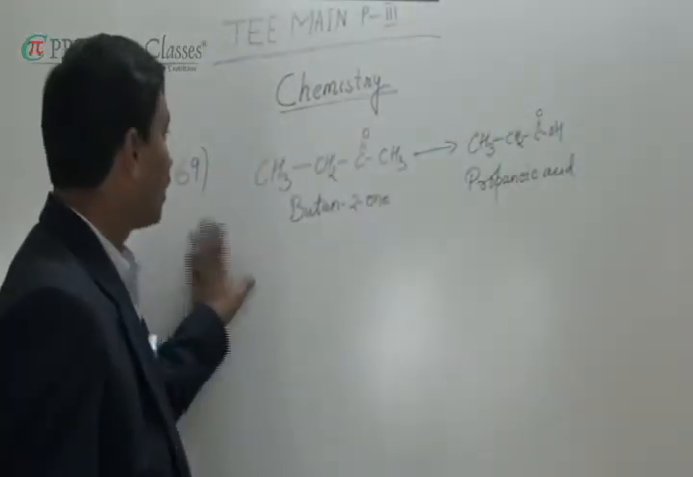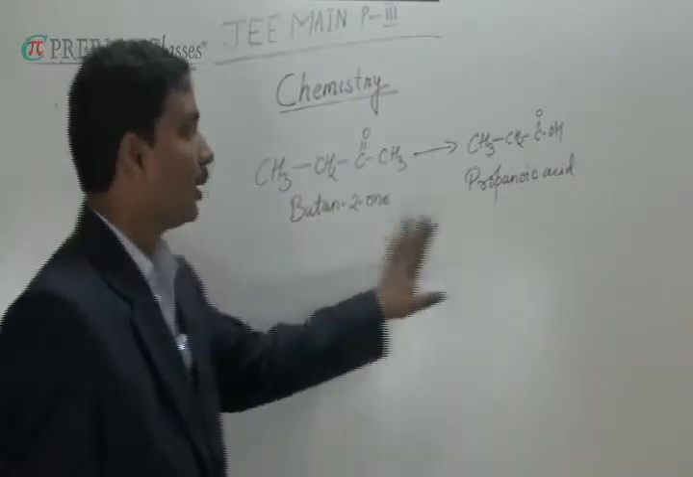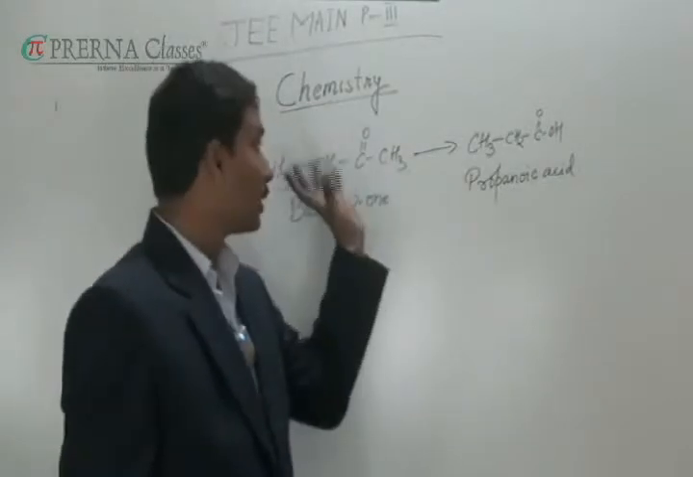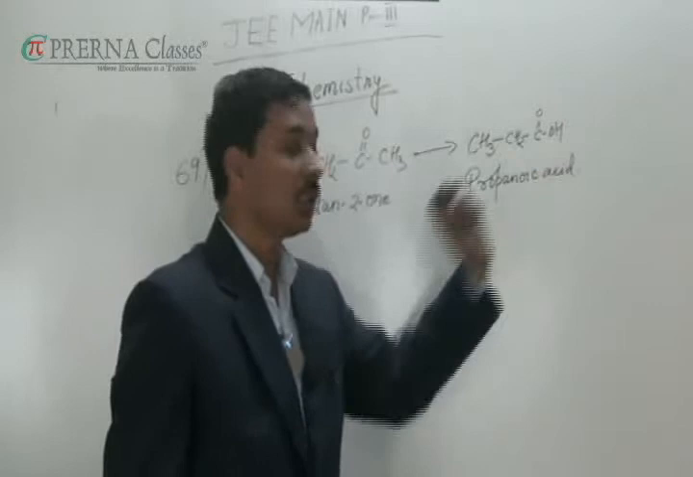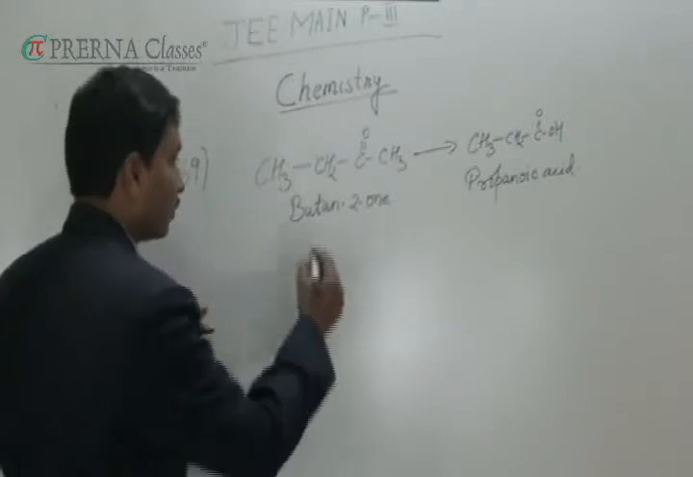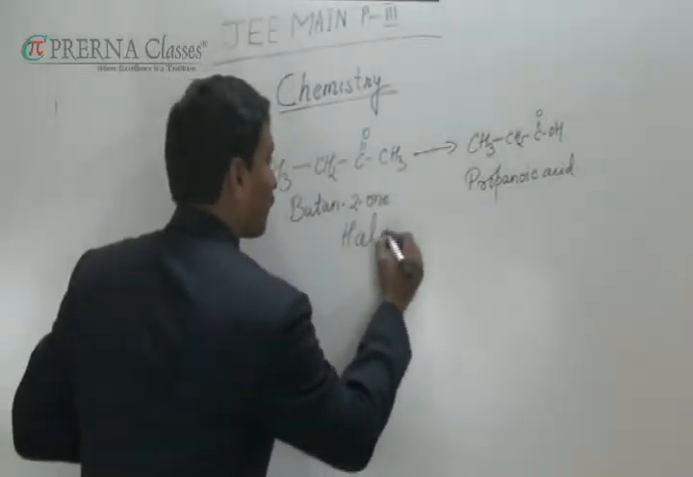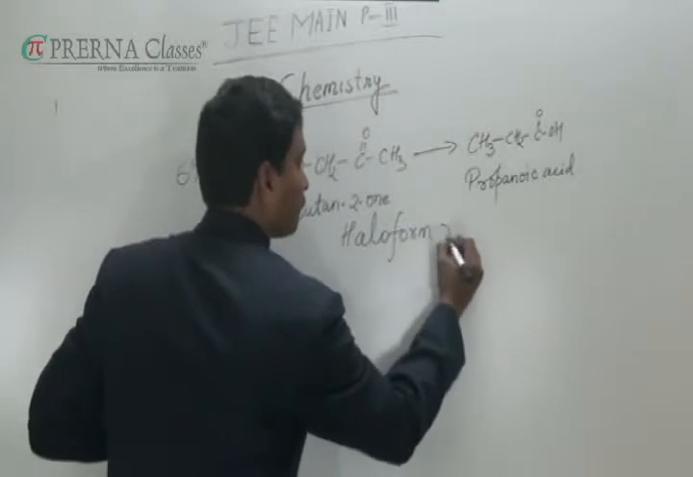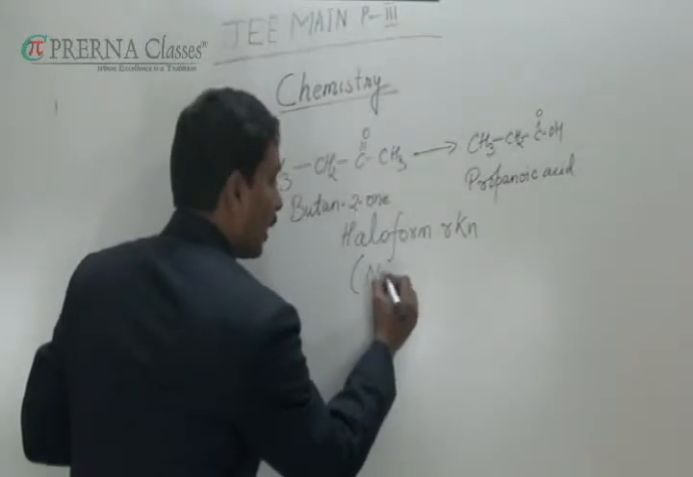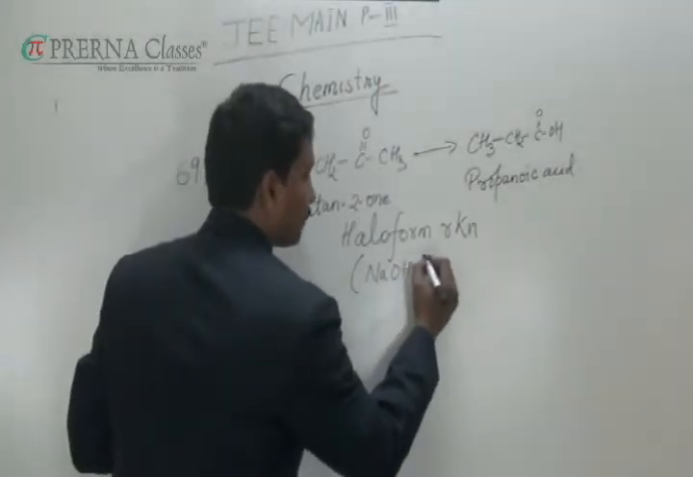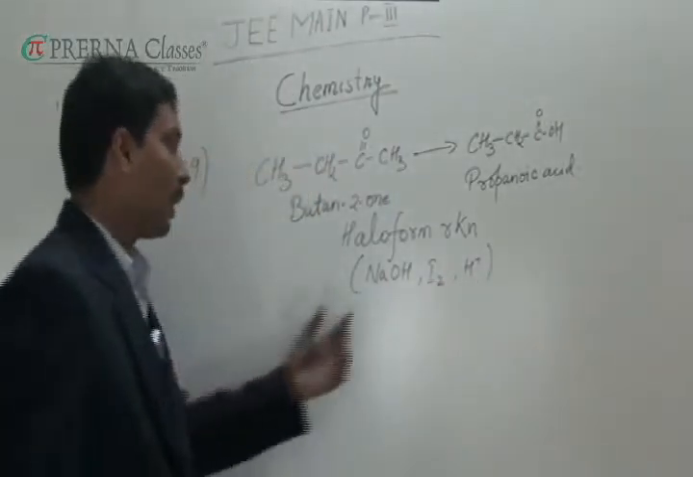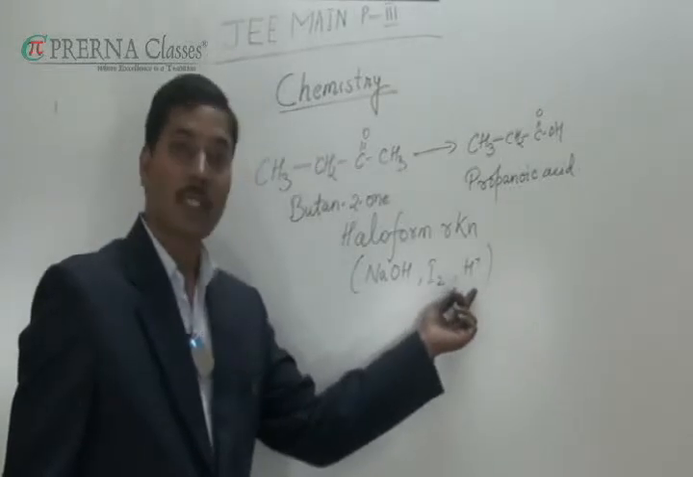Now question number 69. We have to convert butanone into propanoic acid. So we have to remove this CH3 group, which means in this case it contains 4 carbons, in this case it contains 3 carbons. So we can use the haloform reaction to convert this. Haloform reaction, NaOH, that means NaOH and I2 in presence of H plus ion.